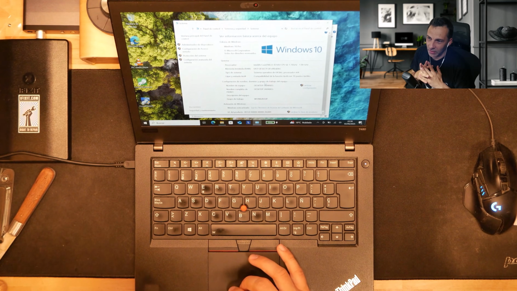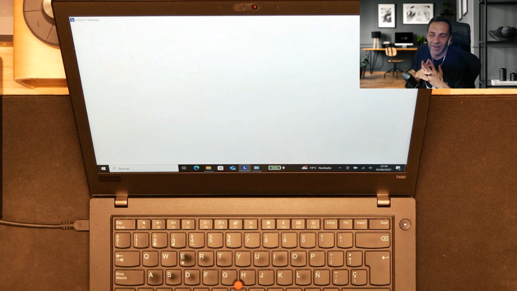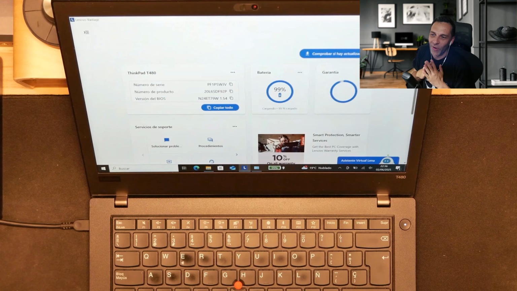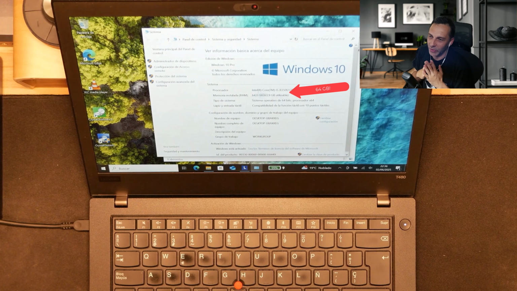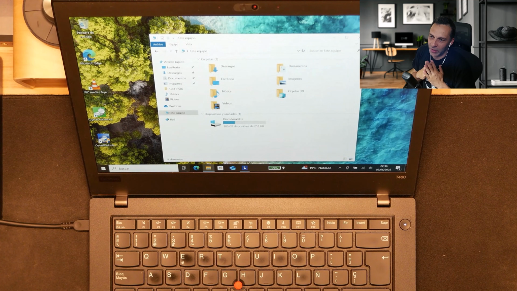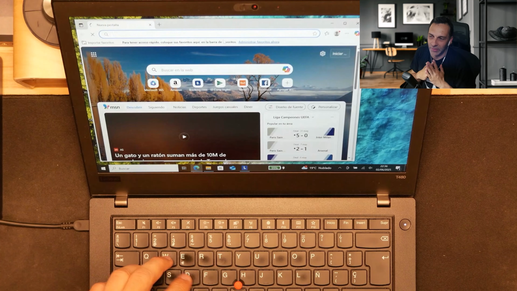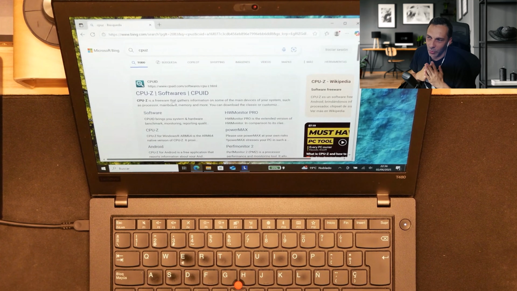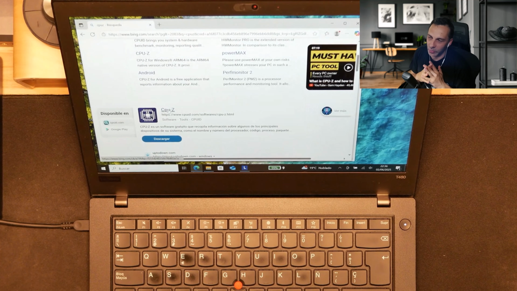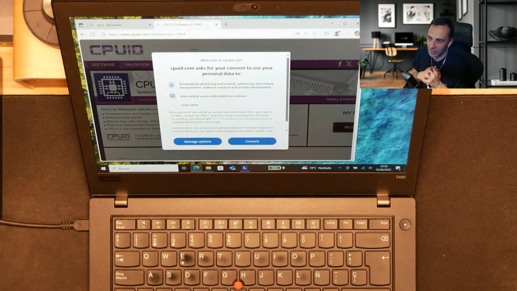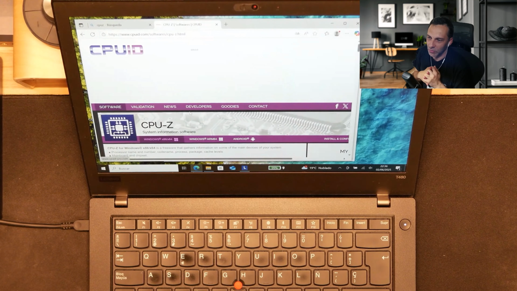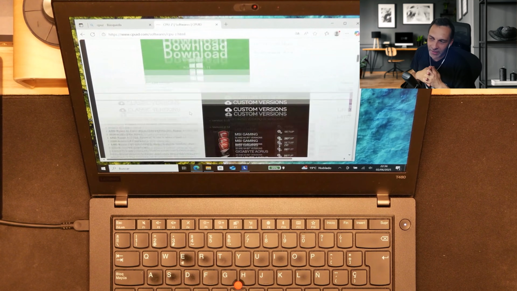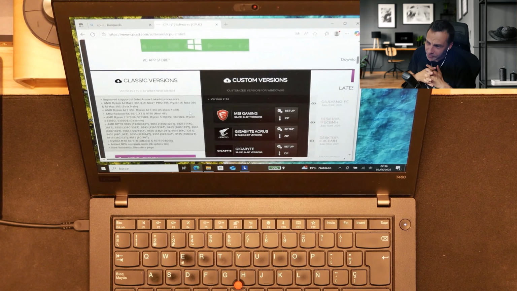But as you can see, even the fans are spinning while booting up Windows and loading Windows, just bare Windows. It's crazy, man. I mean, again, this is not a super PC, but it's enough for daily tasks. And I think with Linux, I can push this PC a few years onwards, right? So I downloaded the CPU-Z.